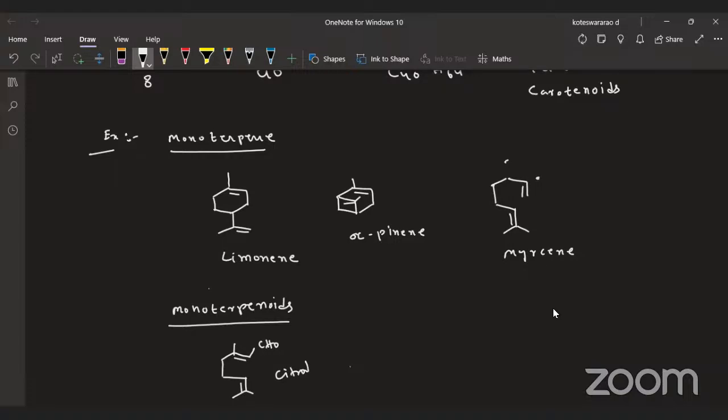Next, alpha terpineol. The double bond undergoes oxidation, reacting with some dilute acid, which leads to the formation of an alcohol that is called alpha terpineol. Terpineol. Next, menthol. How many of you know menthol?